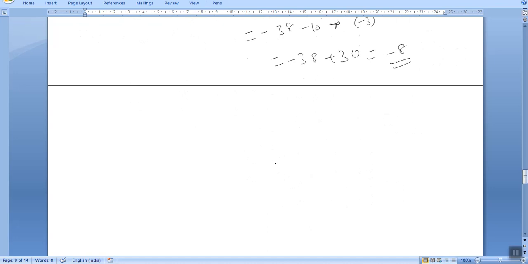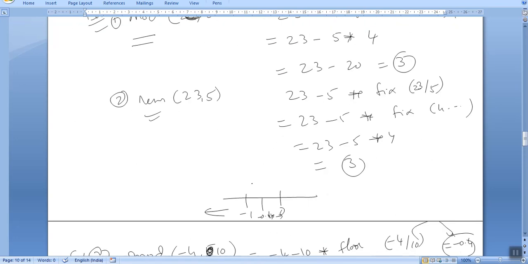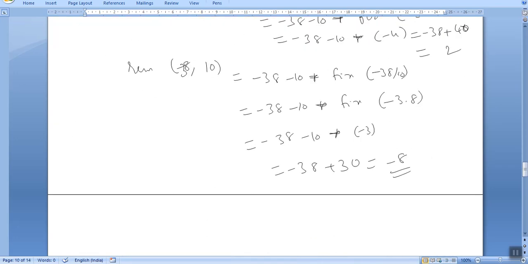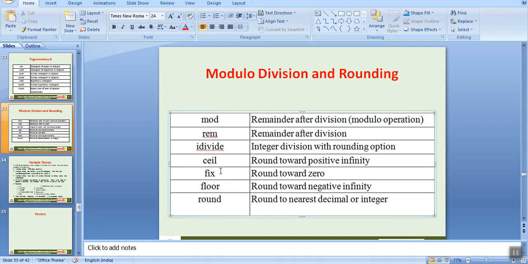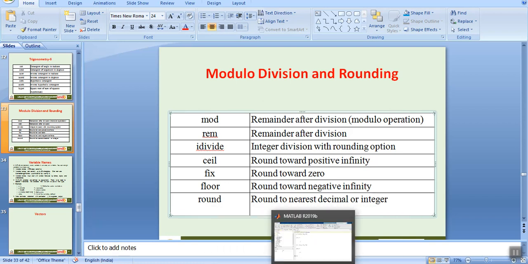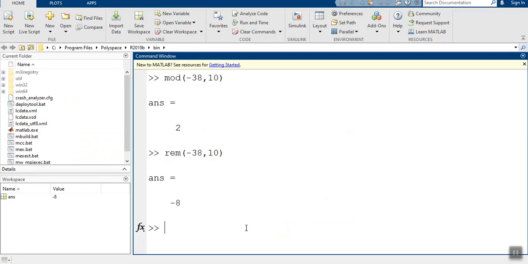Okay, very simple. So here we discussed a total of 5 different functions: fix, floor, ceil. Okay, then mod function, remainder function. So this one is totally different, round to the nearest decimal point. Okay, I will show you.